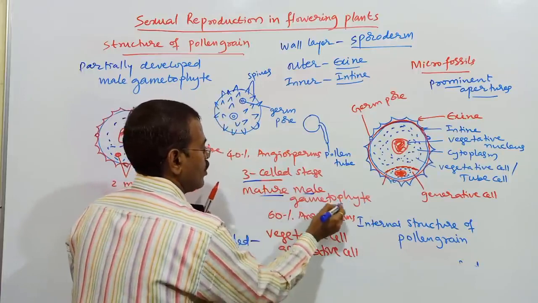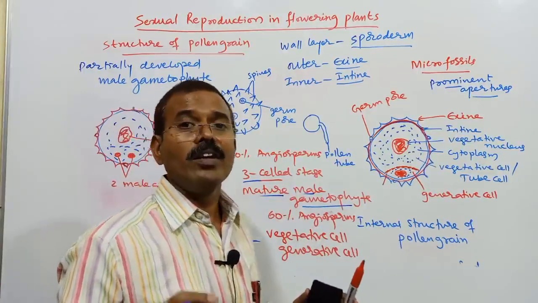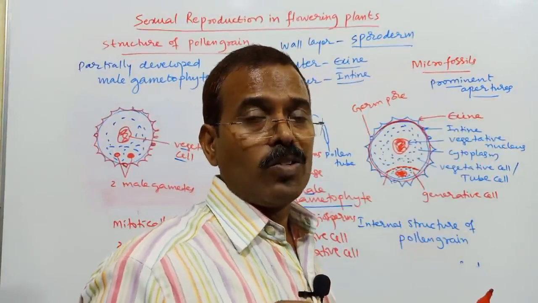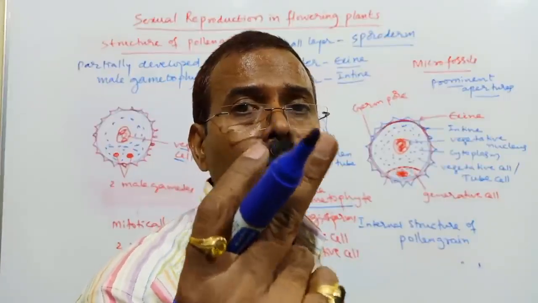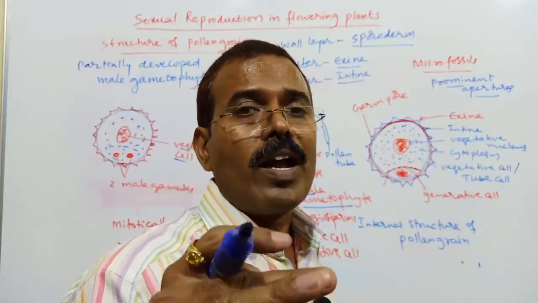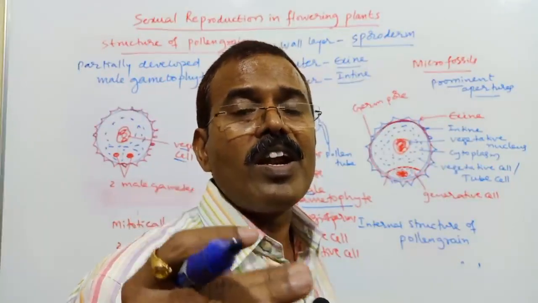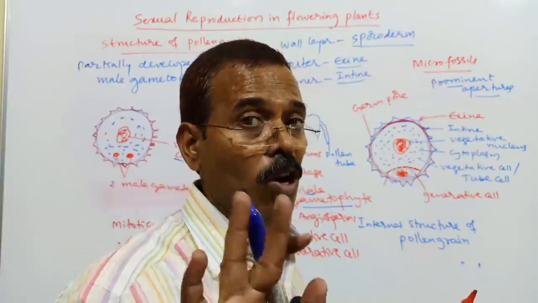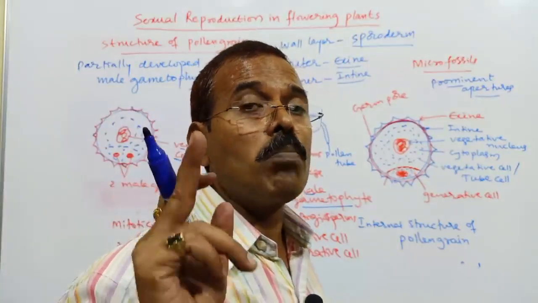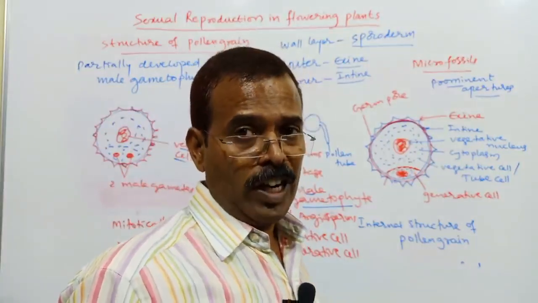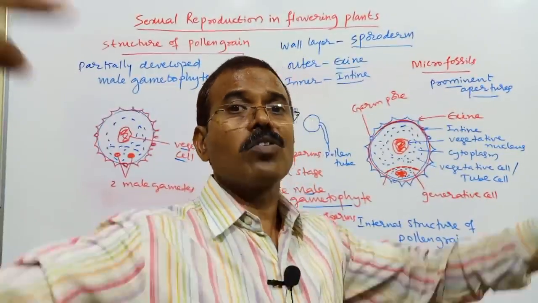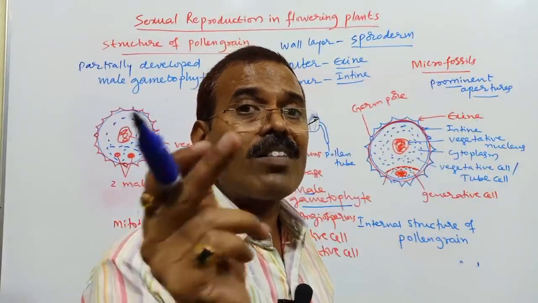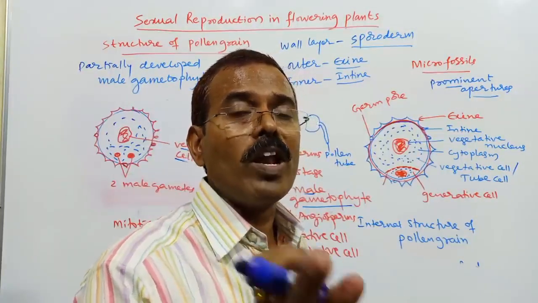Three celled stage of the pollen grain is referred to as the mature male gametophyte. Usually if it is present in the two cell stage, we call it the partially developed male gametophyte, because there are only two cells, and gametes are still not formed. Whenever pollination occurs in the two cell stage, when pollen grains are released from the anther in two cell stage, further development of the pollen grain follows.